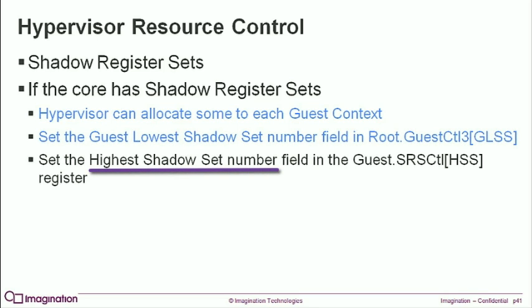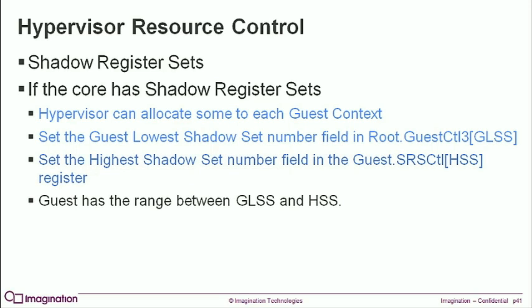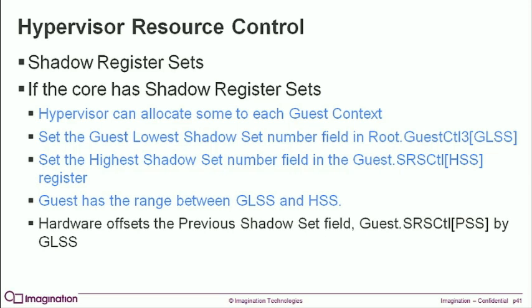Then, it sets the normally read-only highest shadow register field in the guest's CRS control register with the number of shadow sets being allocated to the guest. The range for the guest starts at GLSS and ends at HSS. The hardware will automatically offset the starting number to the first shadow set for the guest to 0.